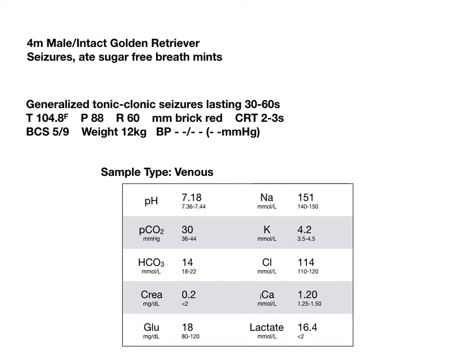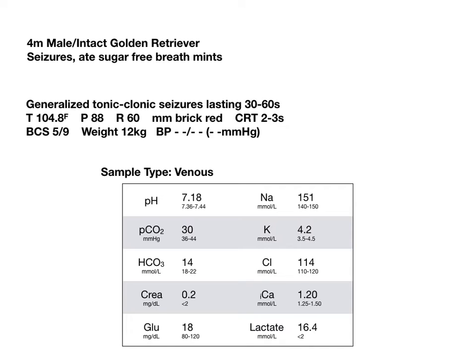A 4-month-old male intact golden retriever puppy is presented for ongoing seizure activity. The puppy got into the owner's purse and chewed up a lot of things, including an entire box of sugar-free breath mints. The owners found him seizuring about 20 minutes ago and have come directly into the emergency room. They report he intermittently seizures for 30 to 60 seconds at a time and has not regained consciousness between the seizures. On presentation, the puppy's having a generalized tonic-clonic seizure that terminates as the owners walk in the door.